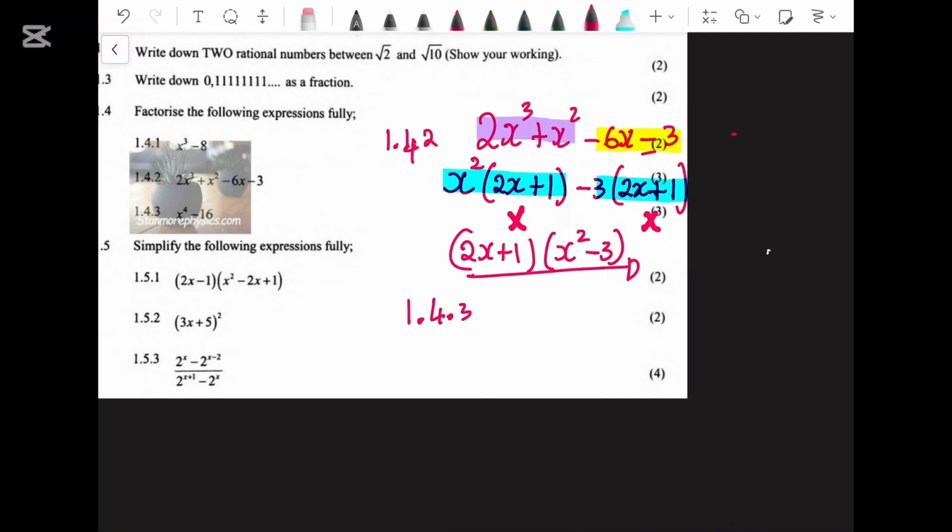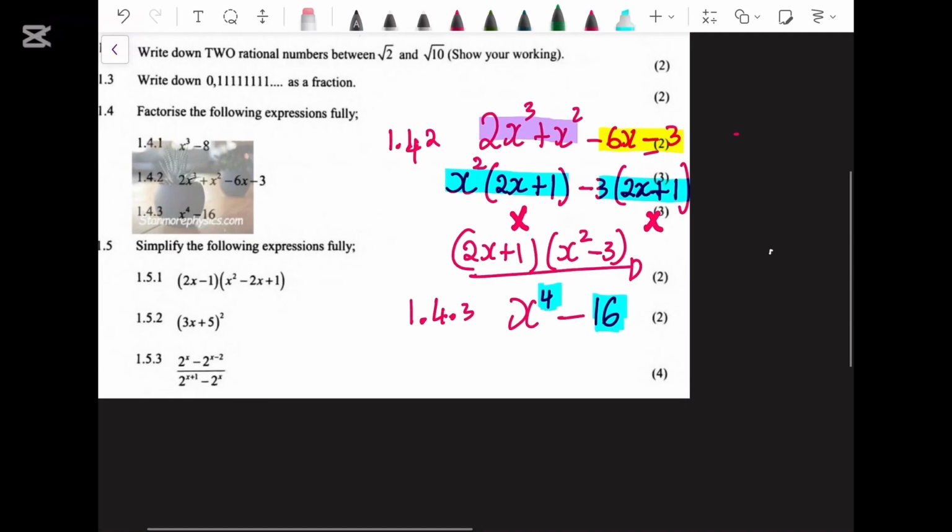1.4.3. We have x to the exponent 4 minus 16. Again, we have two terms. We can divide 4 by 2. So x to the exponent 4 is a perfect square. 16 is also a perfect square. It is the same as 4 times 4. And then this is how we factorize difference of two squares.